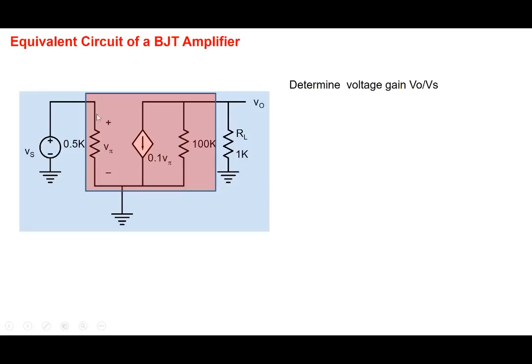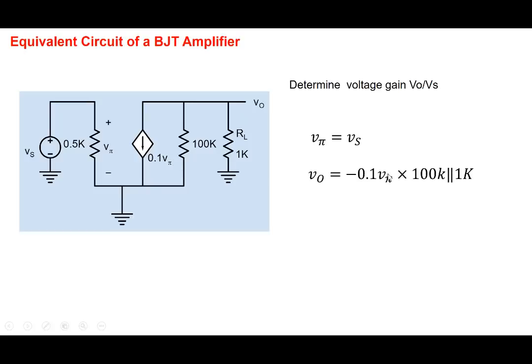We can take this part of the circuit. We can say V pi equal to Vs here, obviously. So then we know that this current source is 0.1 times Vs, and this current source flows through a parallel combination of 100K and 1K. So V0 equal to minus, because the current is flowing like this here, right? So this would be minus 0.1 V pi times 100K parallel 1K. And V pi is Vs.